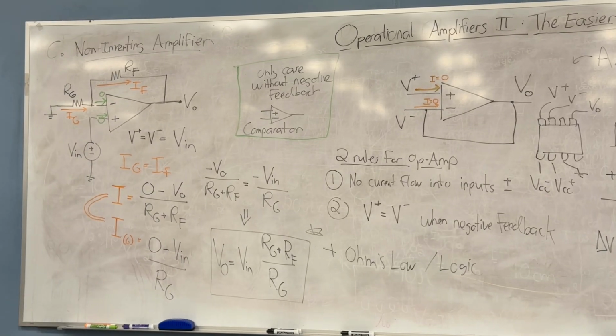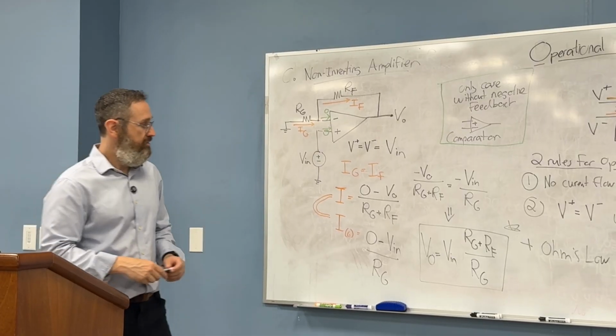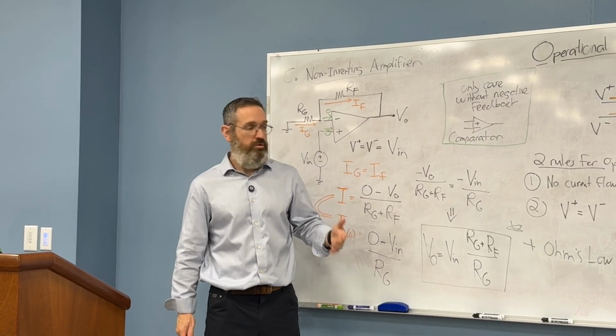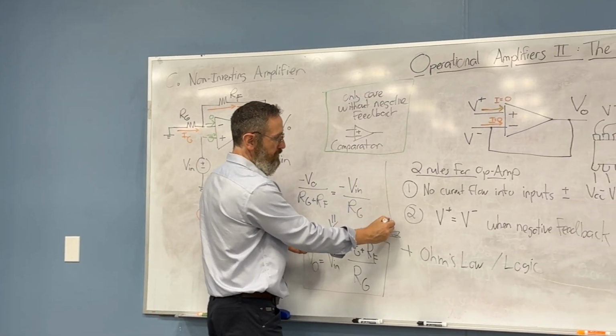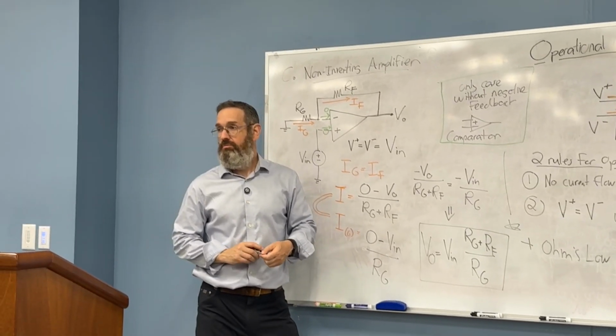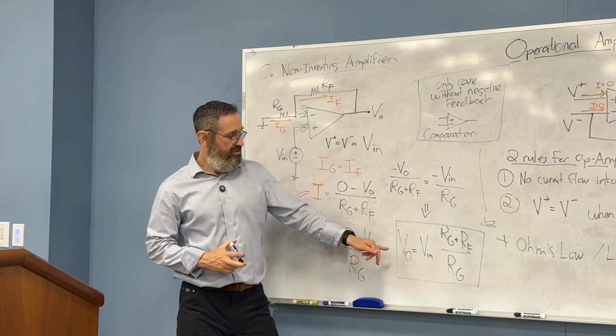And unless I made a mistake, that is the equation for a non-inverting amplifier. And what did we do? We just applied the two rules of the op-amp, right? And then Ohm's law. And we got it. And what does this circuit mean?